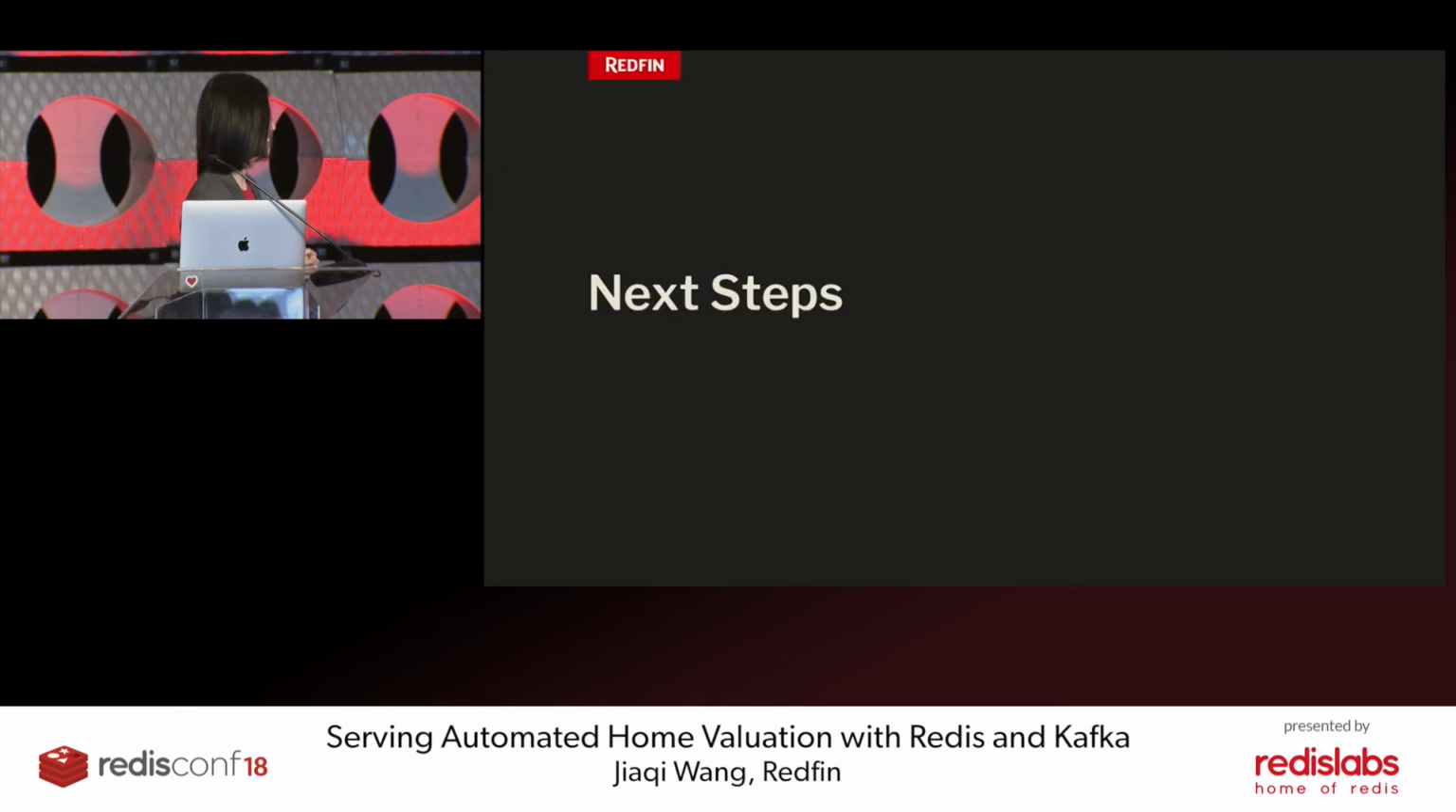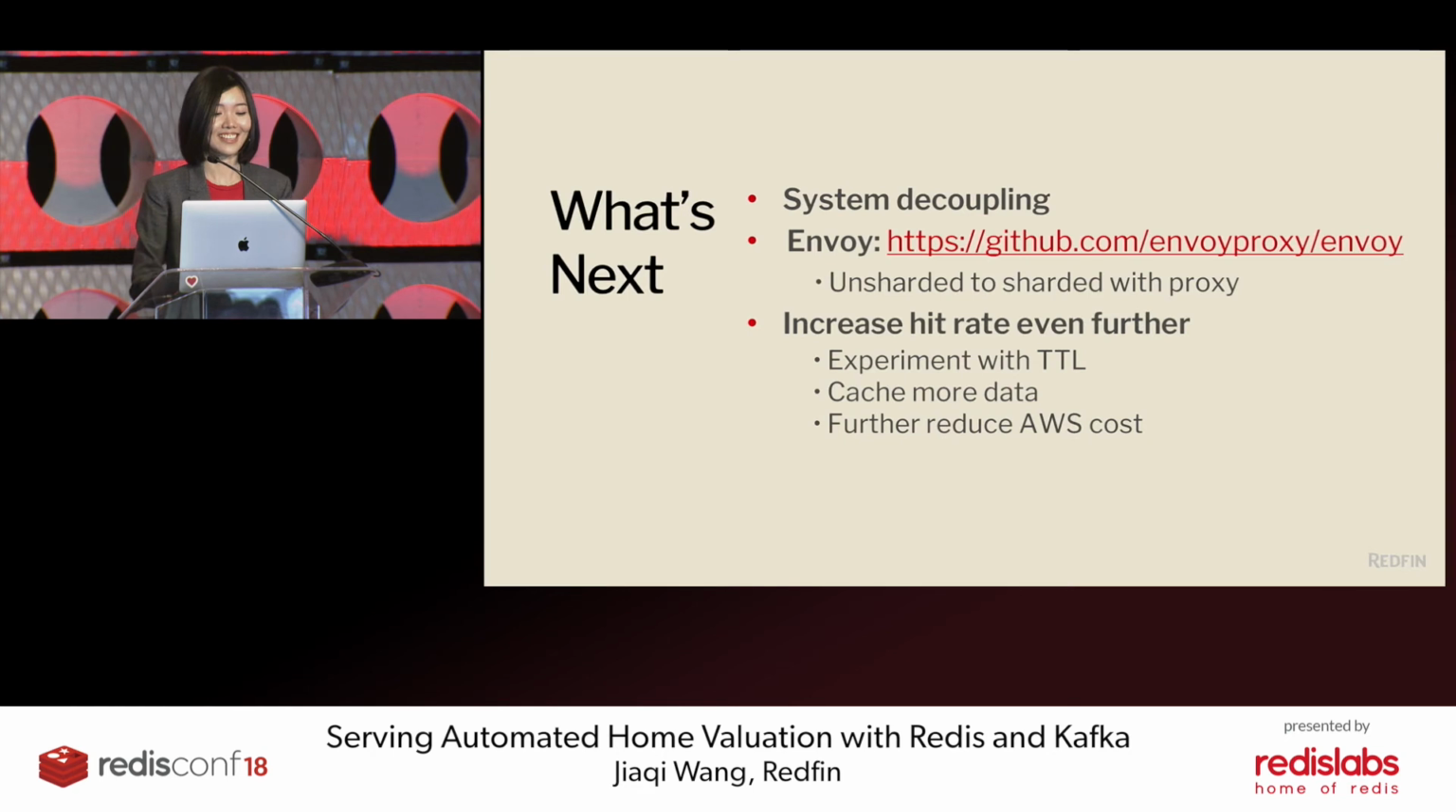We're almost done. Let's take a look at what's coming next. The first thing we're going to tackle is we would like to decouple our systems. More specifically, we're looking to tweak the Kafka producer config so our broker will time out faster to better isolate the Kafka issues from the web server.